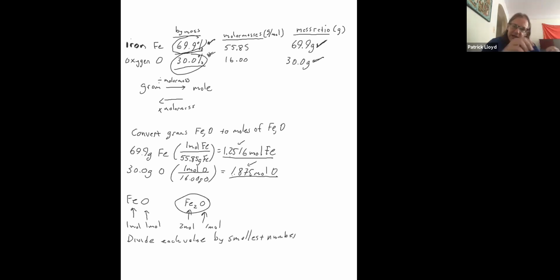So if we had 3 elements and one of them was the smallest of the 3, we divide all 3 by the smallest. Here we only have 2 elements. So here's what you do. For the iron, iron is the smallest. It's 1.25. That's smaller than 1.87. So we divide iron by itself. Well, that's going to give you 1, right?